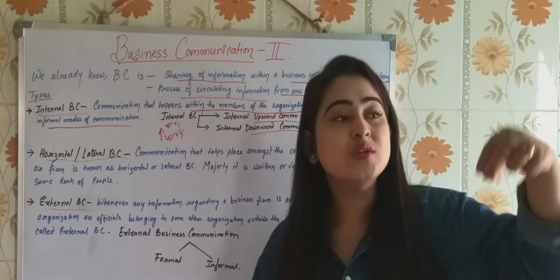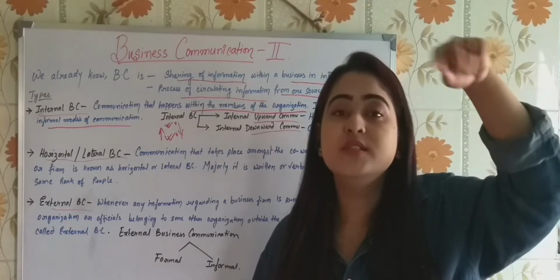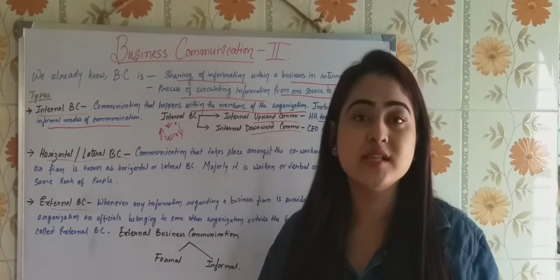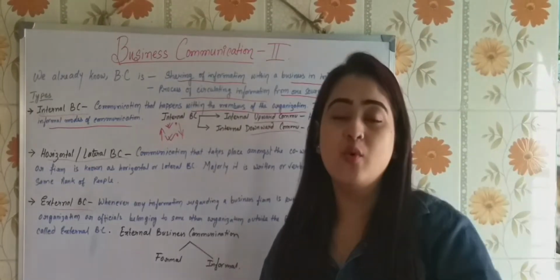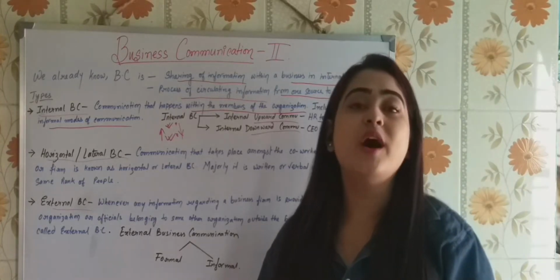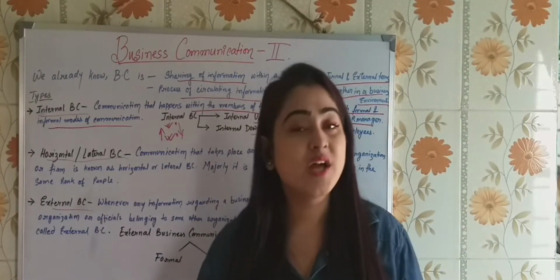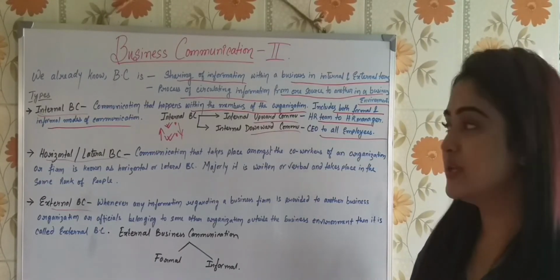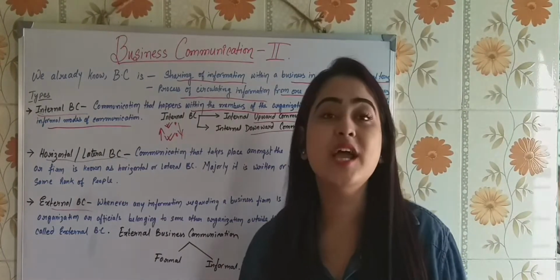pandemic. So those guidelines are passed from CEO to all the employees working in that organization. So from upper hierarchy to lower hierarchy, the information is passing. That is internal downward communication. CEO to all employees, information is passing. Next, move on to the second type of communication.